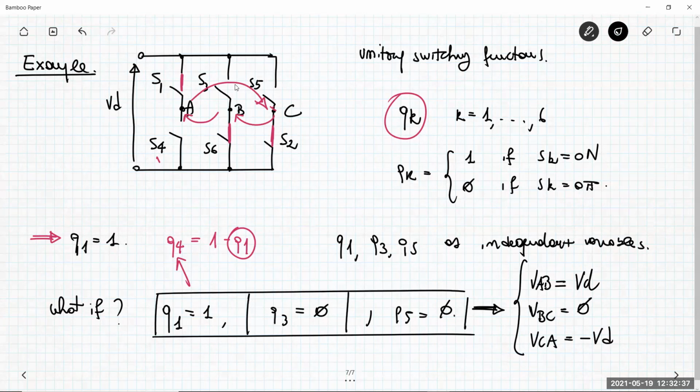They are dimensionally homogeneous. They are three voltages, and they do not depend one from the others. The sum of these three variables is null, of course: VD plus 0 minus VD is null. They are real because they are real voltages. So we can apply the Park transform to this set of input variables.